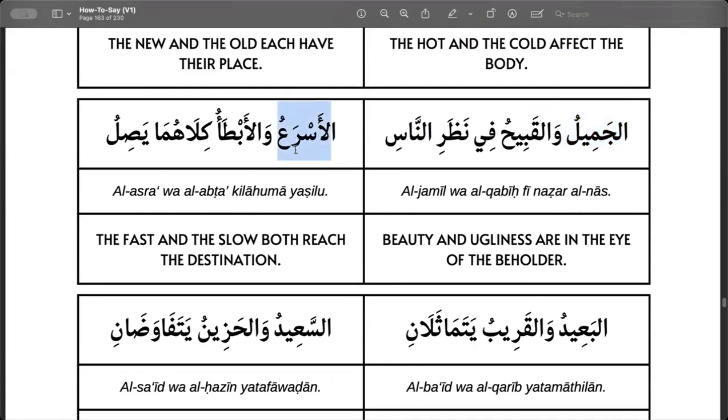الأسرع, سريع. The word سريع means fast. الأسرع, the fast, والأبطأ, and the slow. كلاهما, كلا means two of them. كلاهما يصل, the fast and the slow both reach, i.e. both reach their destination. يصل means to reach somewhere.